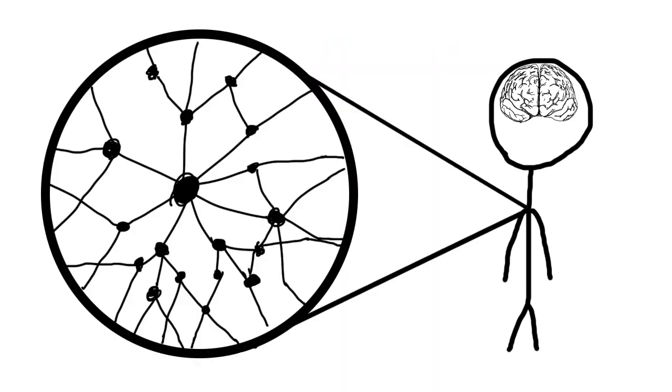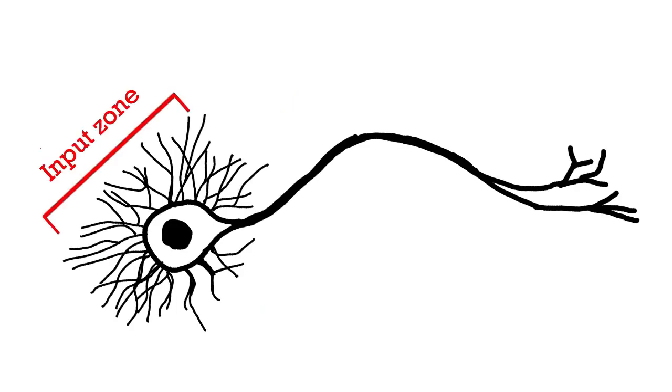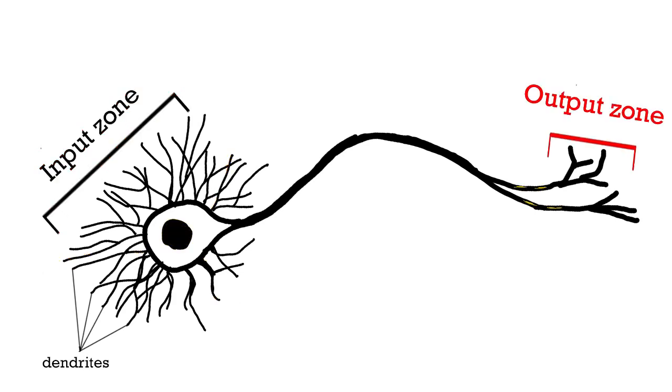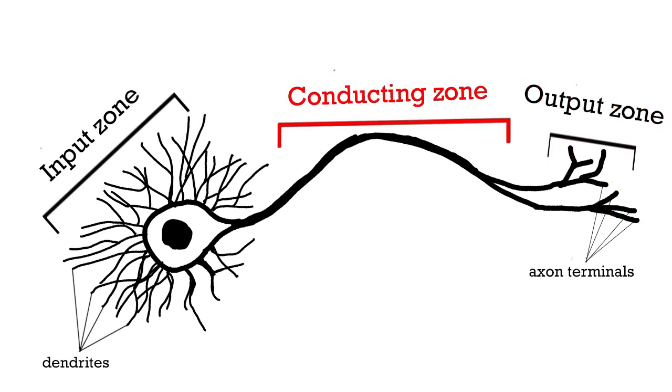In the human body, there are billions of interconnected neurons. Each neuron has an input zone that consists of dendrites that receive the incoming signals from other neurons, and an output zone consisting of axon terminals that output the impulses from the conducting zone, the axon. In between the input zone and the output zone, the neuron has a trigger zone, where action potentials are initiated.